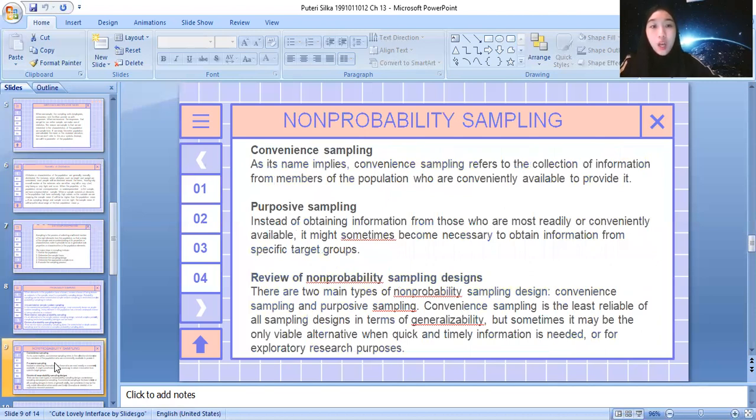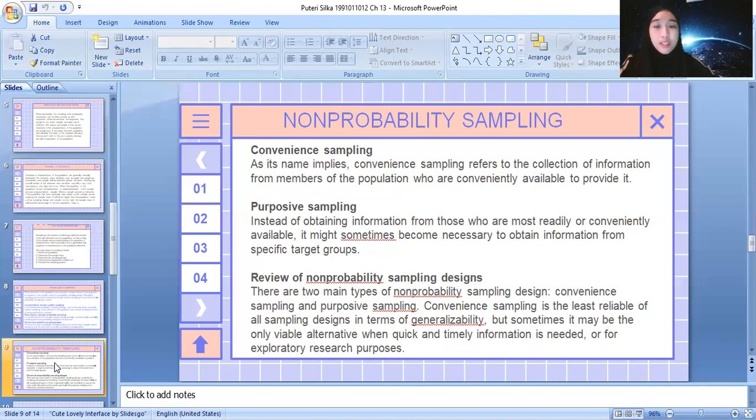Non-probability sampling. Convenience sampling. As its name implies, convenience sampling refers to the collection of information from members of the population who are conveniently available to provide it. Next, purposive sampling. Instead of obtaining information from those who are most readily or conveniently available, it might sometimes become necessary to obtain information from specific target groups. And the last is a review of non-probability sampling designs.